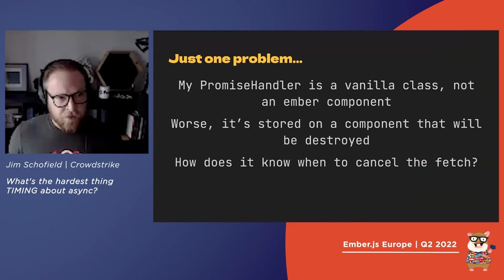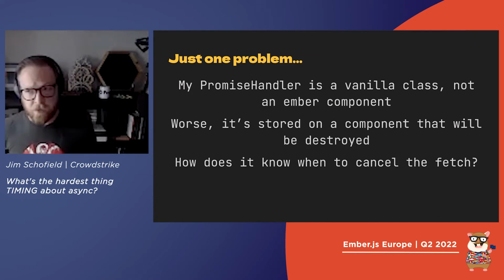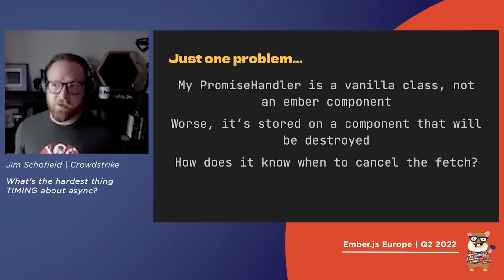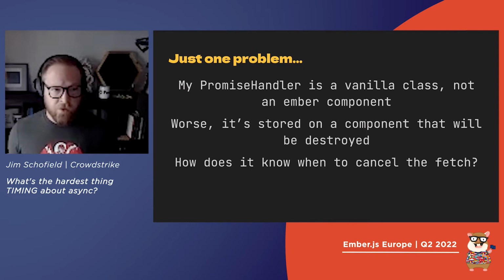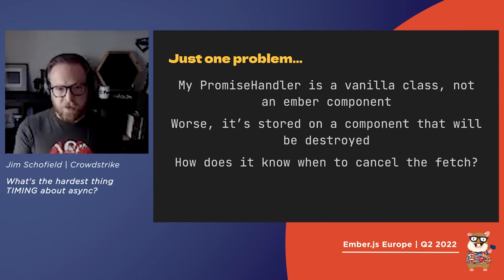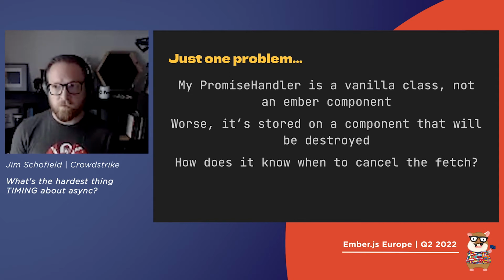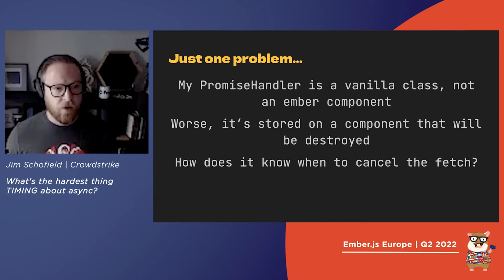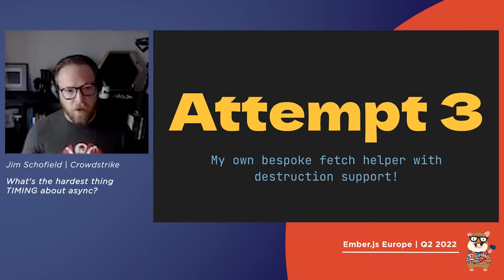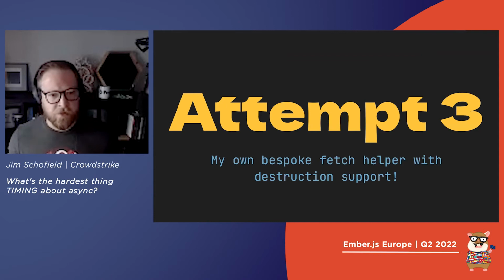So here is the big problem. My promise handler is a class. It's not an Ember component. And so Ember doesn't really have any sense that this thing exists. And worse, it's stored on a component that is going to be destroyed eventually. So how do I wire these things up so that that promise handler can react to Ember tearing things down? And thus we can cancel the fetch.